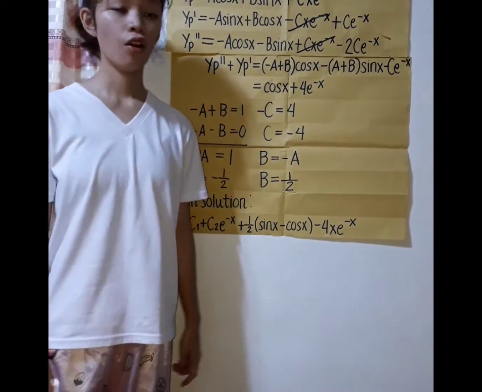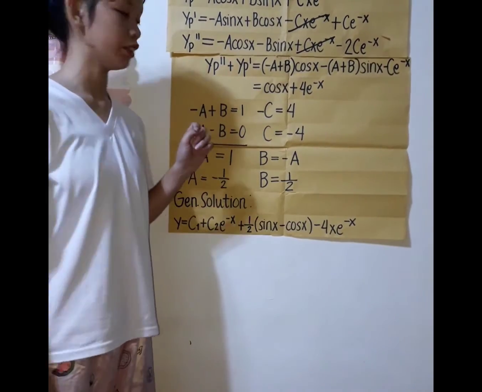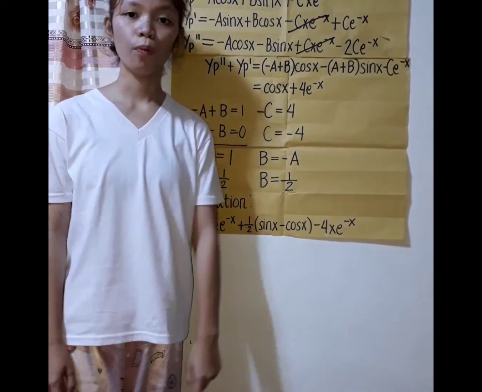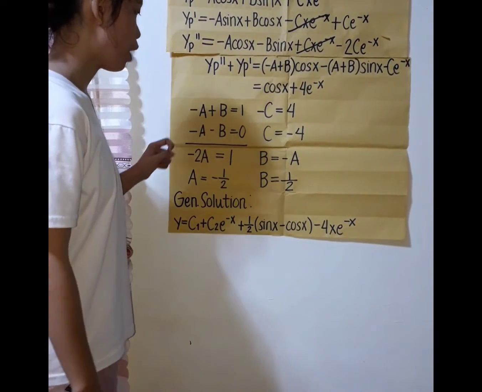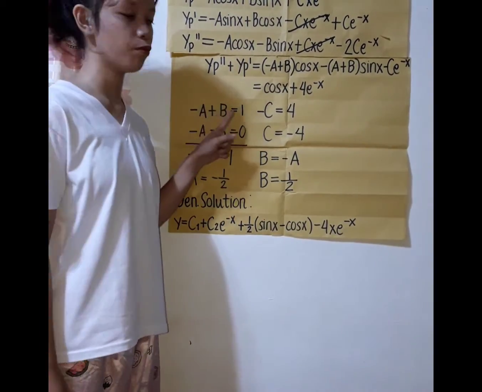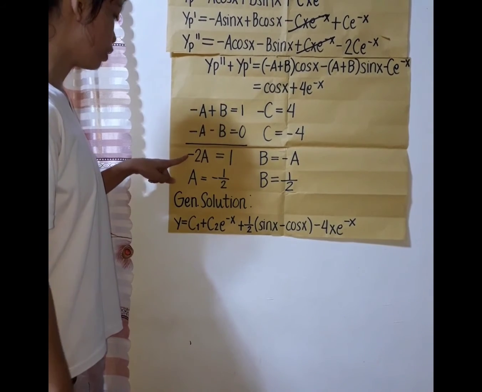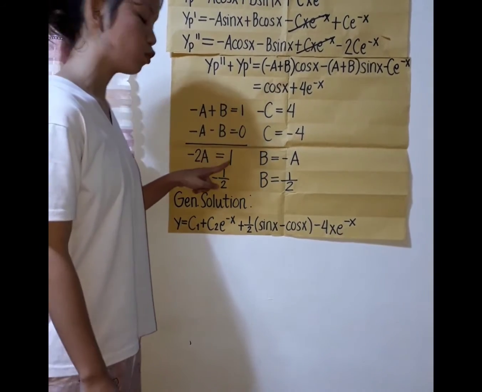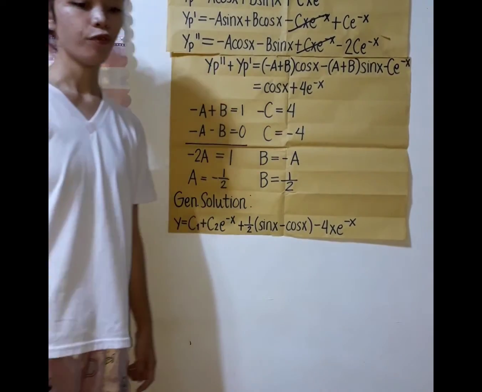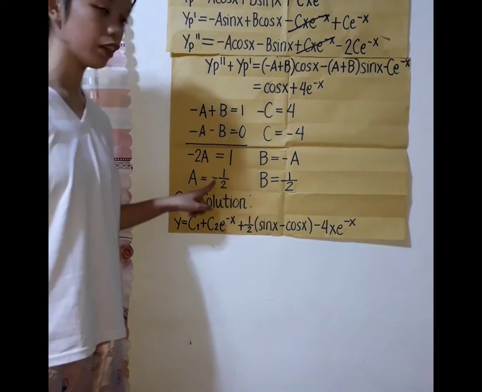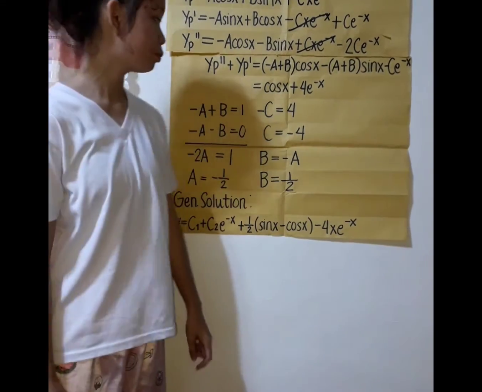Next dito ay ang coefficient ng sine, which is the negative a minus b equals to 0. So, pag pinag-add natin yung dalawa, magka-cancel ang positive b at negative b. So, magiging ganito na lang siya. Negative 2a is equals to 1. Therefore, ang ating a ay magiging negative 1/2.